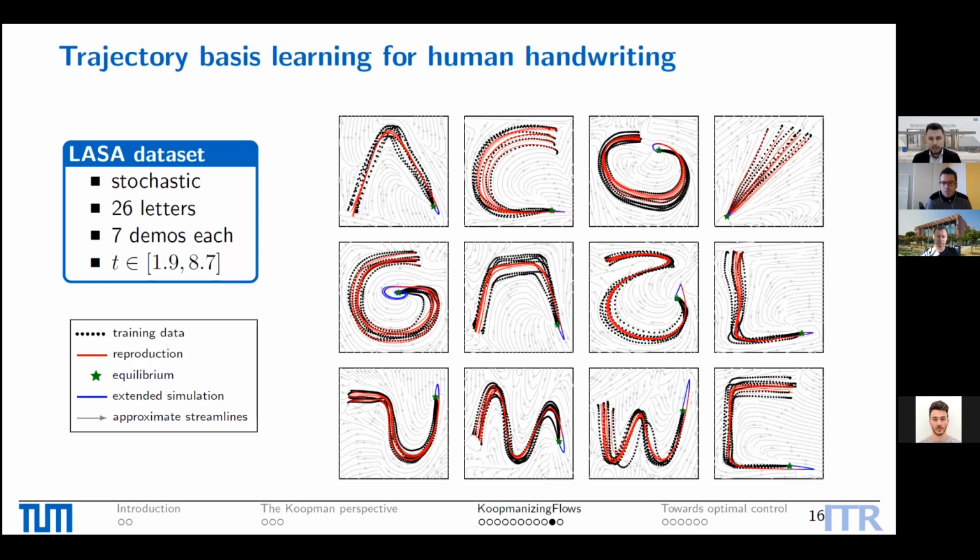The black dots that we see in these pictures are the training data. The red lines are our reproduction. The green star is the equilibrium.